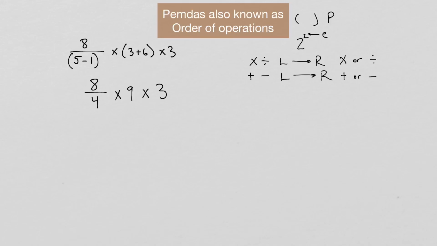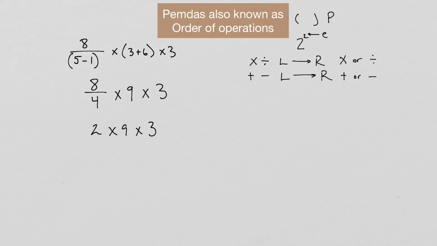Okay, now working from left to right, we see we have division, multiplication, multiplication. So left to right, multiplication or division. So whichever one we come across first, going from left to right. So that's going to be our division. So 8 over 4, that gives us 2 times 9 times 3.